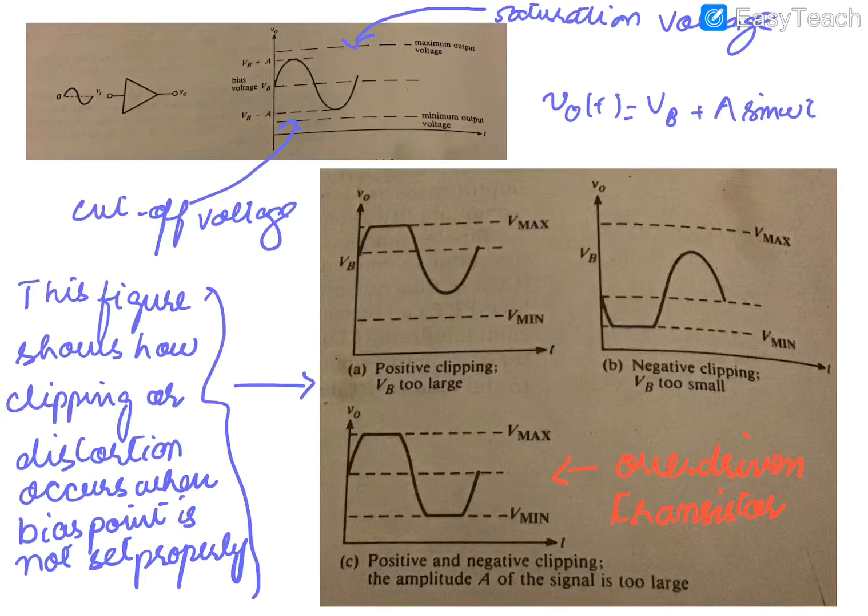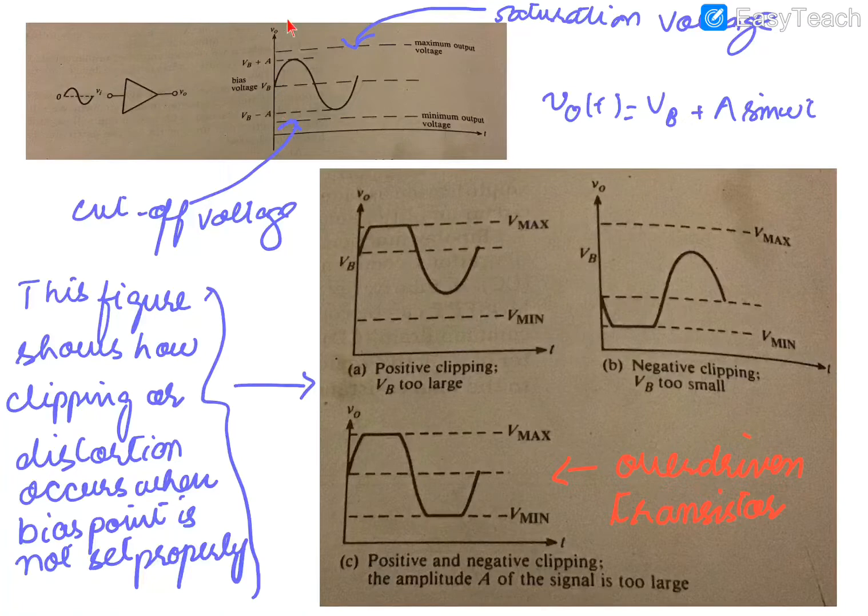So in this figure you can see the input and output of an amplifier. This is the graph for the output of this amplifier, in which VB is the bias voltage level, on which this output voltage is superimposed. The output voltage maximum and minimum values are VB plus A and VB minus A: VB plus the peak value of AC and VB minus the peak value of AC.